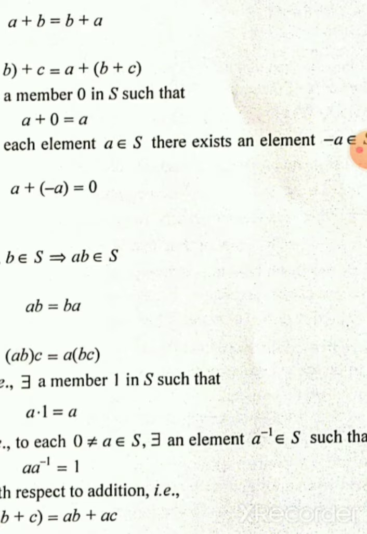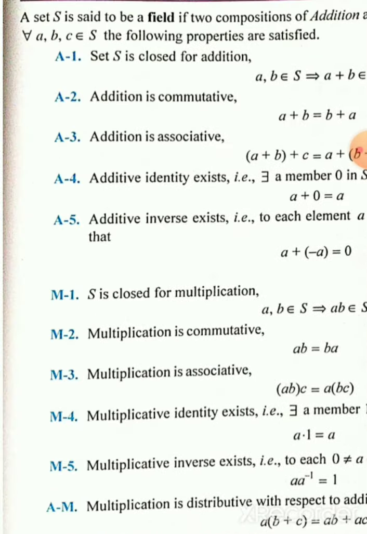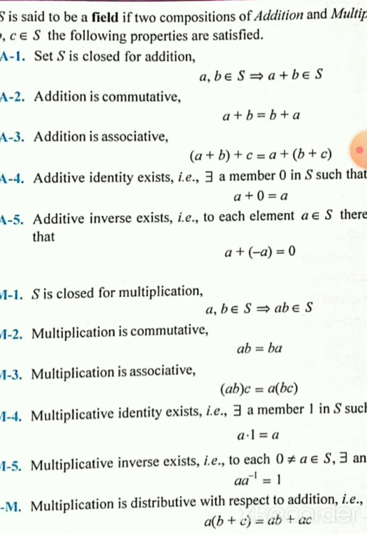Okay, so come on to the class again. So we will deal up to 9 properties. What is the ninth property? Multiplicative inverse.